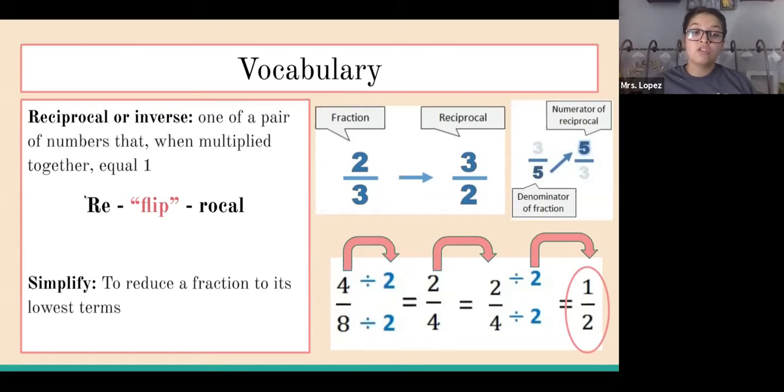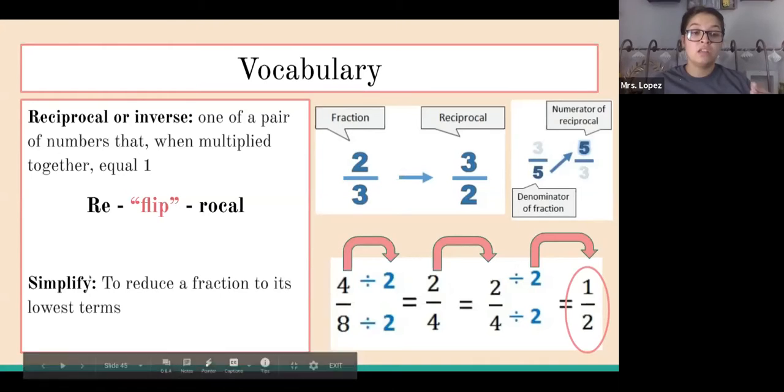It could also be known as the reciprocal because you are just flipping these two numbers. So from 2/3, we're changing it to 3/2. We're just flipping the number, so 3 is in the numerator and 2 is in the denominator.